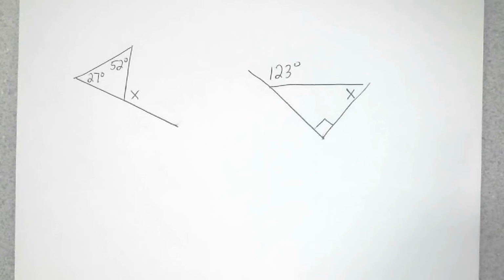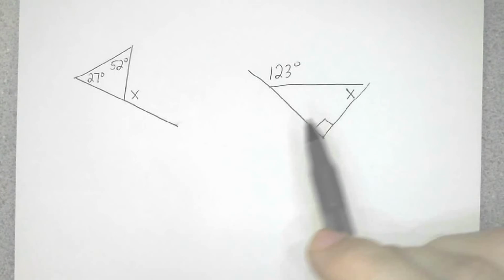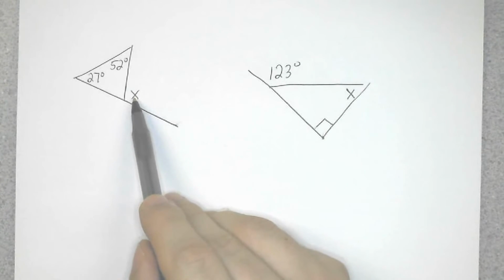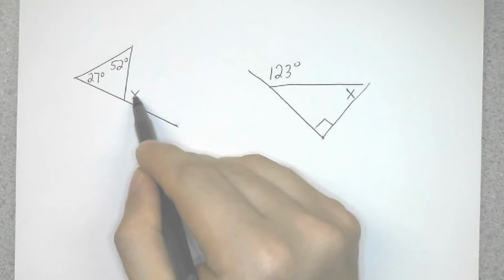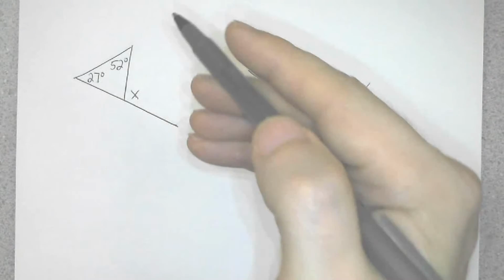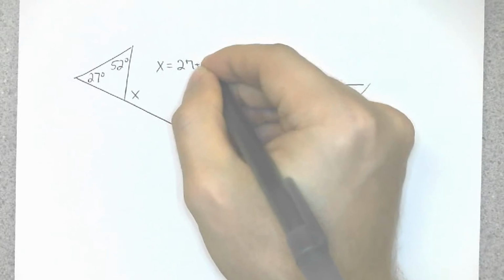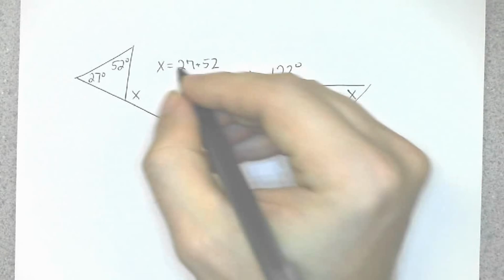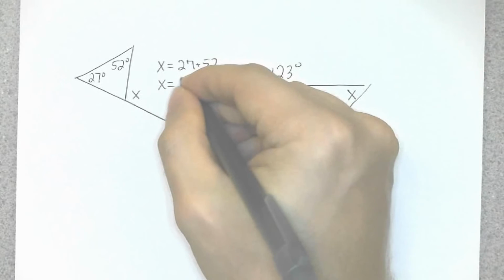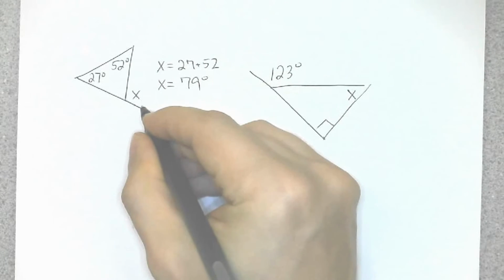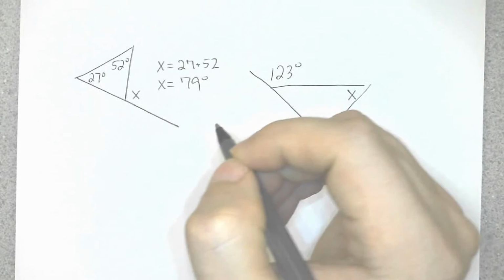So let's take a look at these two and see if you have the hang of it. So right here, the exterior angle theorem says that this exterior angle, x, is going to equal 27 plus 52. 27 plus 52 is going to be 79. So we know the exterior angle here is 79 degrees.